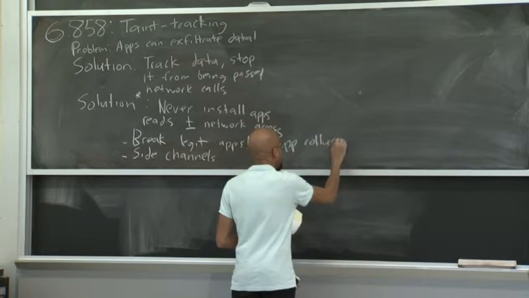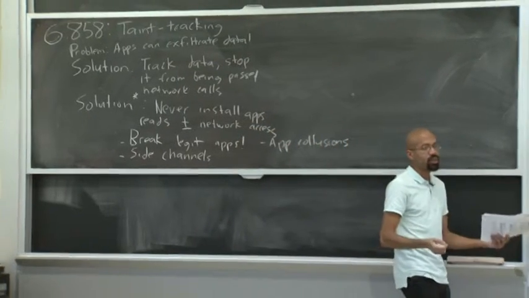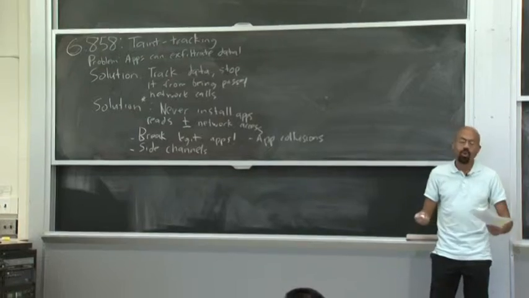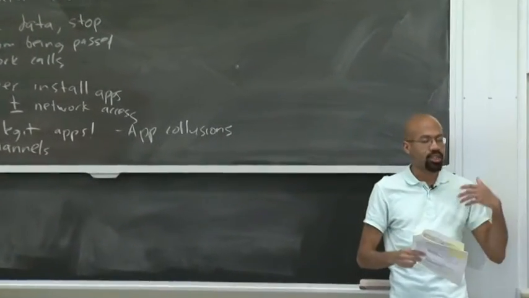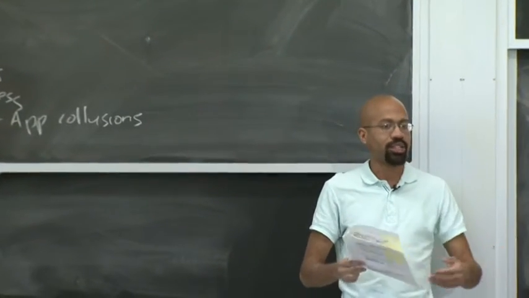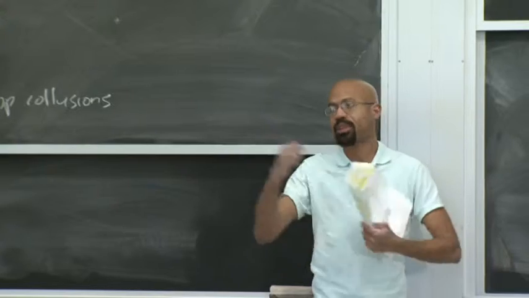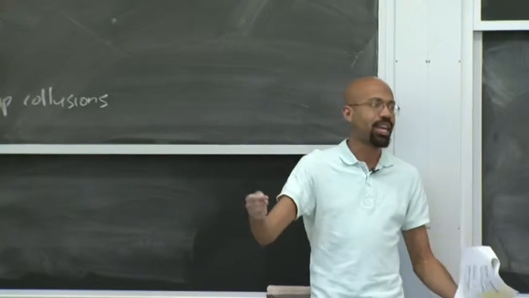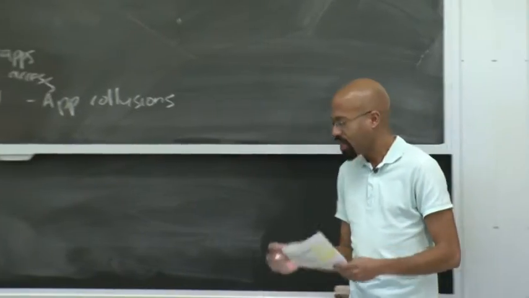So two apps can actually collaborate to break the security system. For example, what if there's one app that doesn't have access to the network, but it can talk to a second application which does? Maybe it can use Android's IPC mechanisms to pass its sensitive data to the application that does have the network permissions, and that second app can actually upload that information to the server.